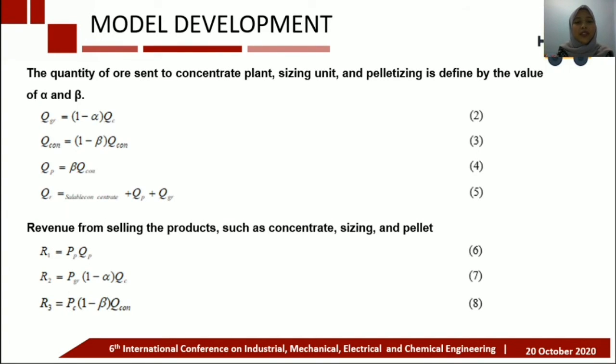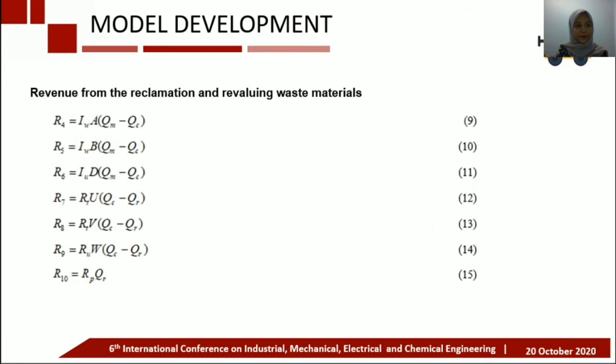The model consists of the quantity of the ore that must be sent to each plant. There is QGR for the sizing plant, QCon for the concentrate plant, QP for the pelletizing plant, and QR is the total of sellable products. We can see here the revenue formulation, which is from selling products: concentrate, sizing, and pellet. The other revenue is from the reclamation and the revaluing of waste materials, as we can see in the equation on the slide.